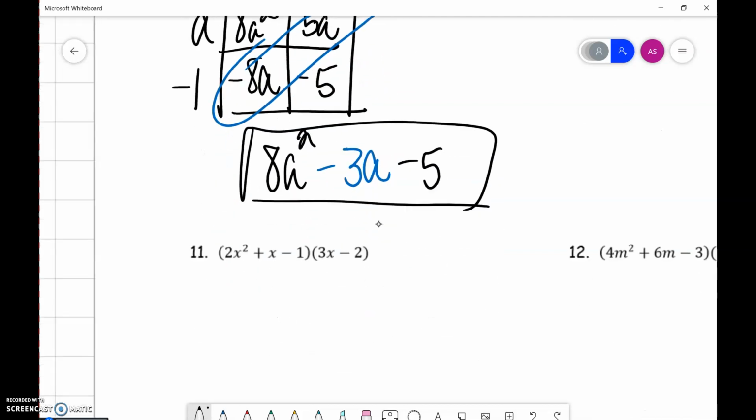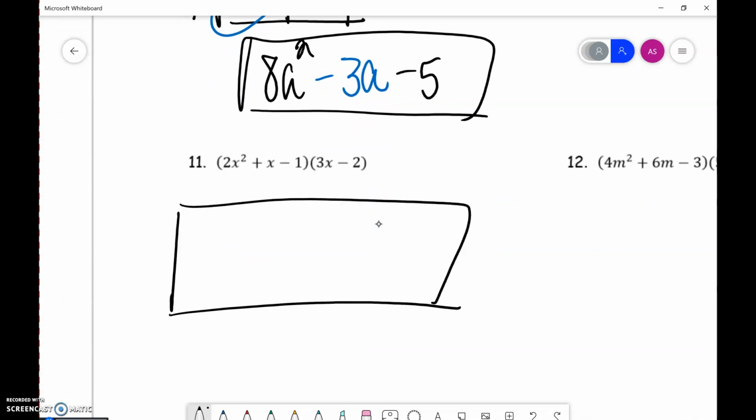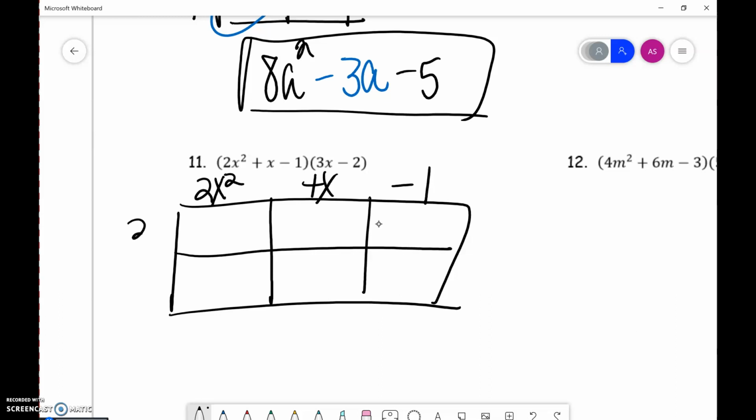Okay, and then the last one I'm going to do with you is 11. So I have another trinomial times a binomial. So I'm going to draw a 3 by 2 box. So I have 2x squared plus x minus 1. And I have 3x minus 2.